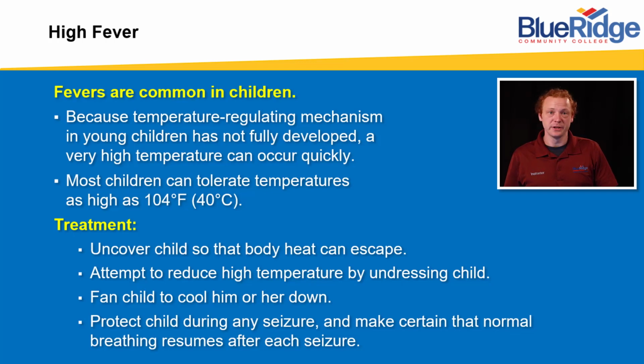Very high temperature can occur very quickly. Most children can tolerate temperatures as high as up to 104 degrees Fahrenheit. So if you're assessing a patient or a child with a high temperature, uncover them so that the body heat can escape. Attempt to reduce that high temperature by undressing them, fan them to cool them down, protect the child during any seizure that might occur, and make certain that normal breathing resumes after a seizure.